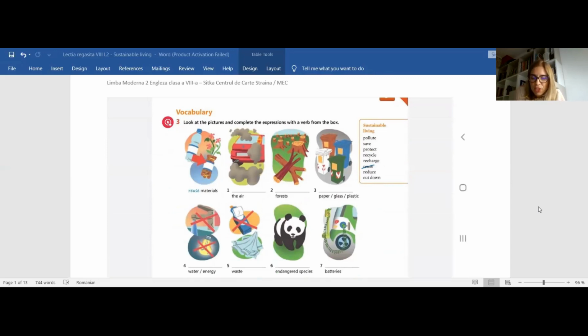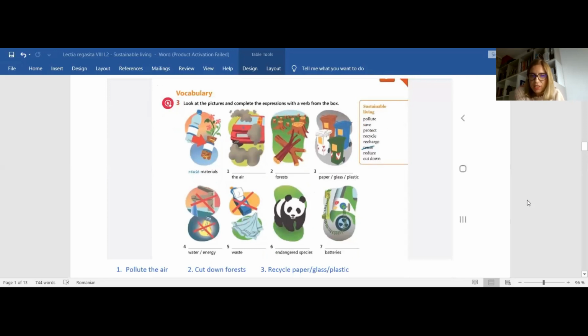As you can see, the first picture has already been done for you, and you have the expression to reuse materials. Now, let's see. For the first picture, the correct verb to fill in is pollute, to pollute the air. For the second picture, the correct verb is to cut down, in the expression to cut down forests. For picture number 3, the verb is to recycle, and we have the expression to recycle paper, glass, or plastic.